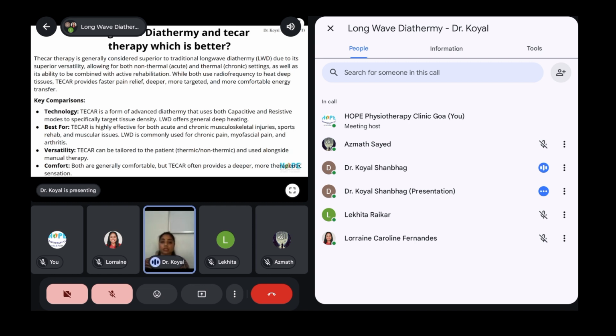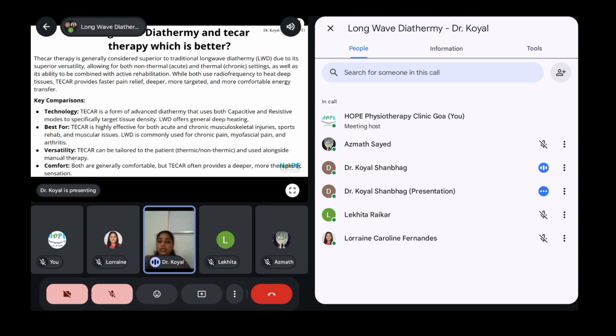TCAR, one is the technology. TCAR is a more advanced diathermy, as it can use both the capacitive and resistive mode. As we know, the machine that we have usually uses the capacitive mode. TCAR is highly effective for both acute and chronic musculoskeletal injuries, sports rehab, and muscular injuries. LWD is commonly used for chronic pain, myofascial pain and arthritis.